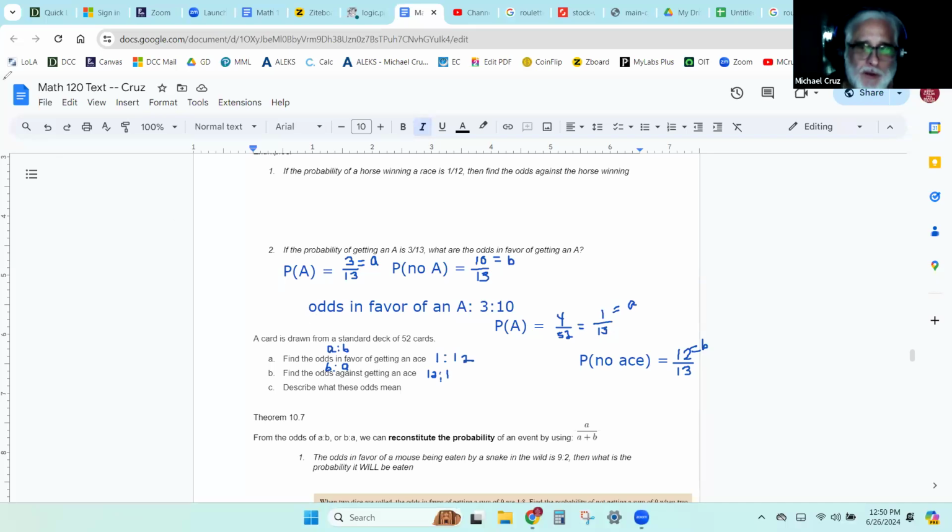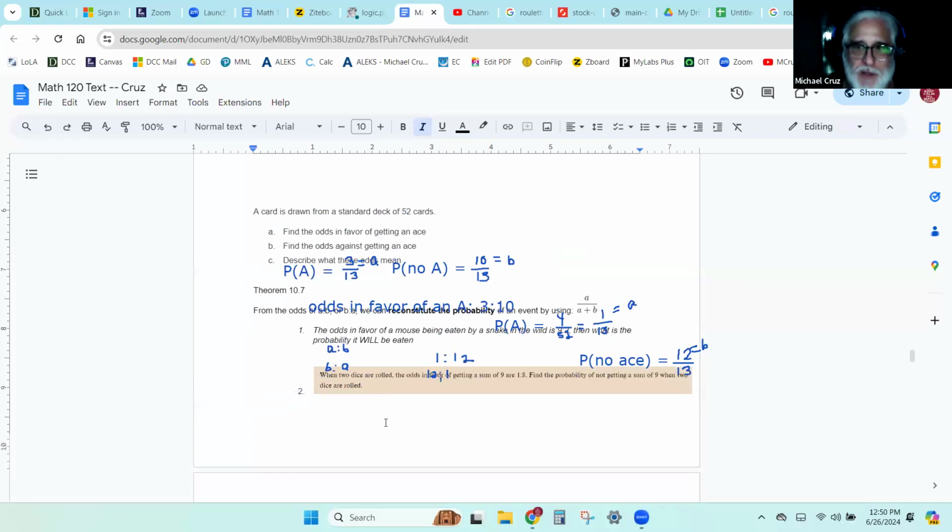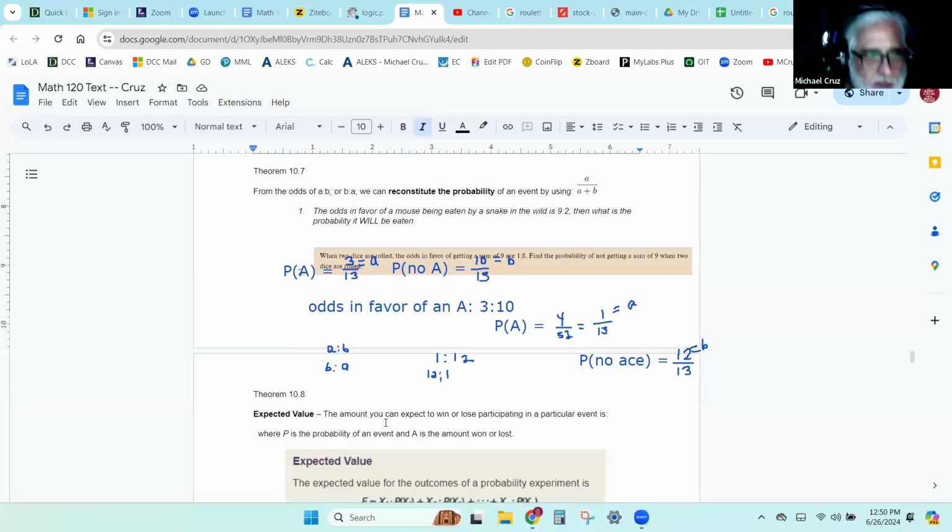So I'd already started on this, and I decided we'd do that problem. So reconstitution of probability, what I like to call it, because if we have the odds, then we don't have the probability, so we've got to regenerate it. But it's thankfully not too hard because we just use this right here. The probability of success is A over A plus B. The probability of failure, you would just put the B over A plus B.